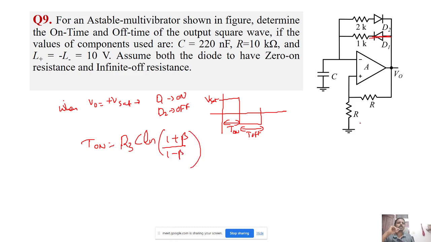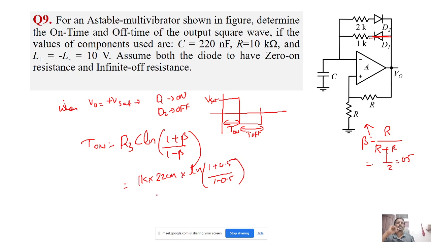So again here, what is beta here? It is R by R plus R, so it is 1 by 2, right? So 0.5. Okay. So what is R3 here? R3 now here is 1K. So 1K into 220 nano into natural log of (1 plus 0.5) by (1 minus 0.5). Okay, just calculate, we will get a value here.